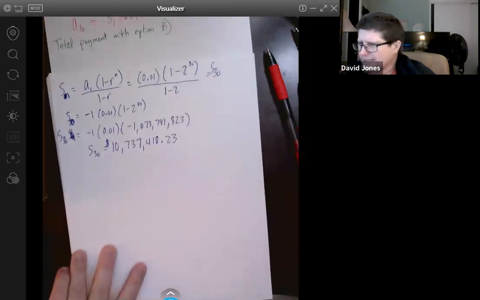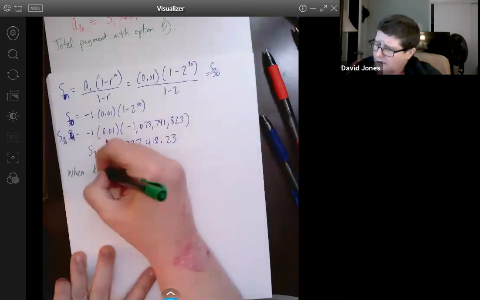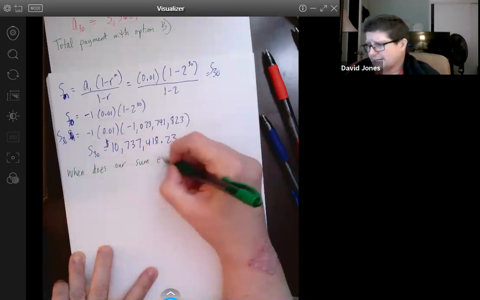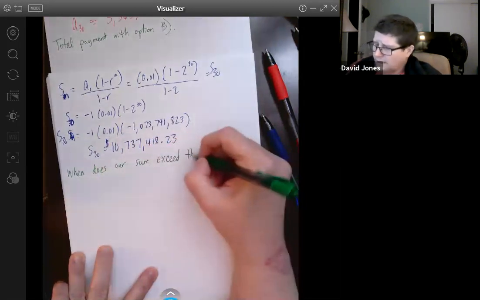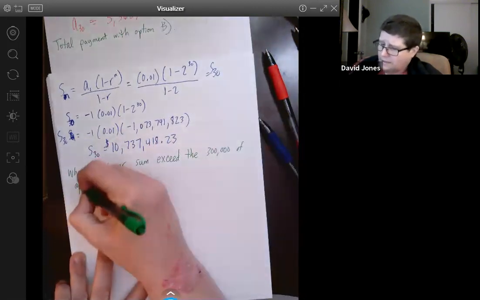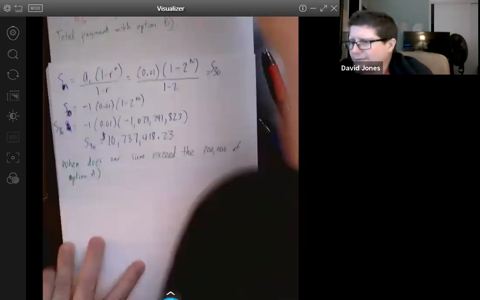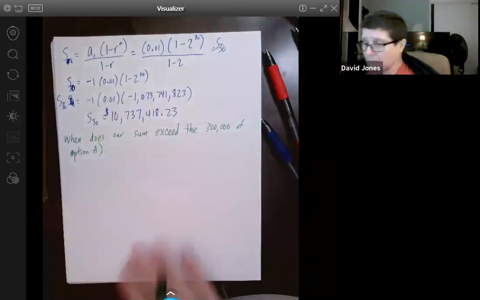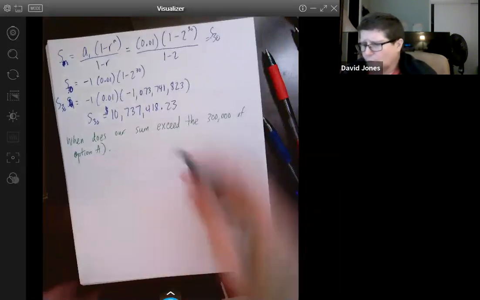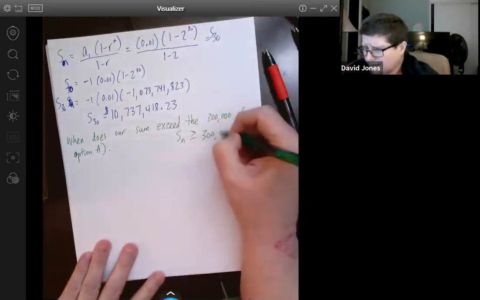When does our sum exceed the 300,000 of option A? How long would it take till we get to the 300,000? Or when is s sub n greater than or equal to 300,000?